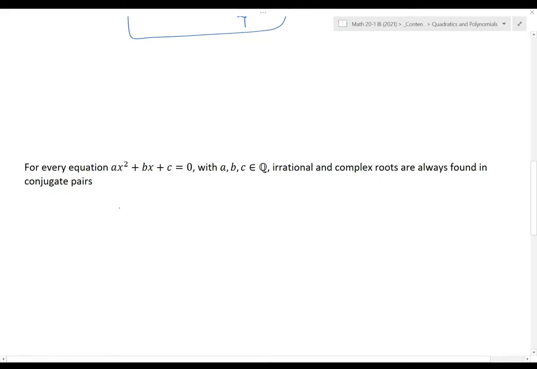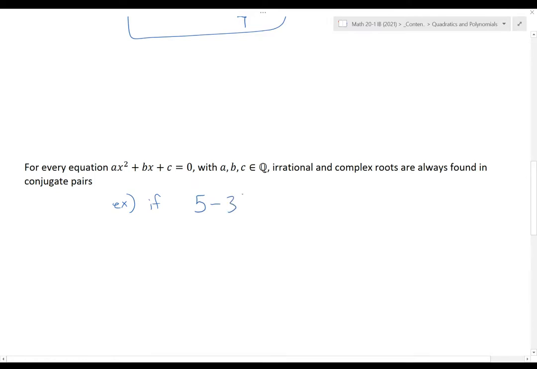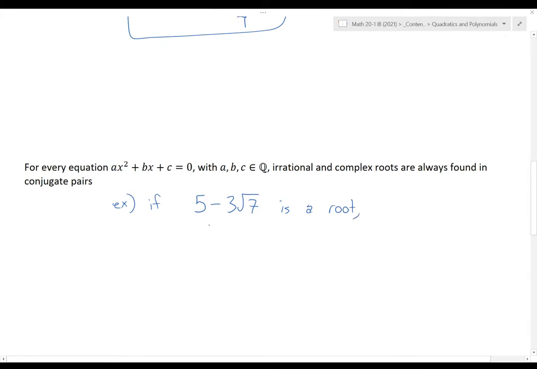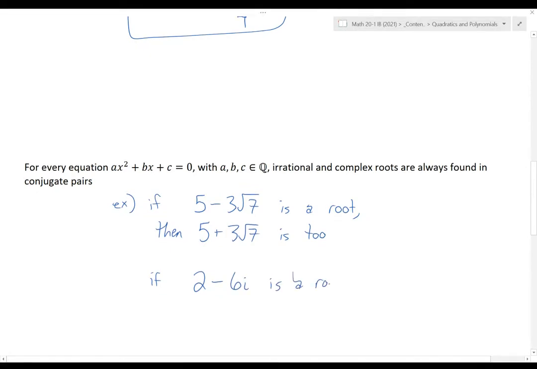So in other words, if I have, let's say, 5 minus 3 root 7, if that is a root, then 5 plus 3 root 7 is also a root. And that's if they're, say, irrational. If I have 2 minus 6i, if that's a root, so a complex root here, then 2 plus 6i is as well.